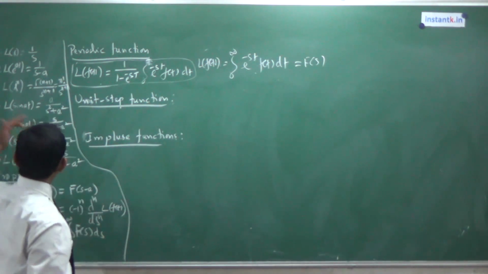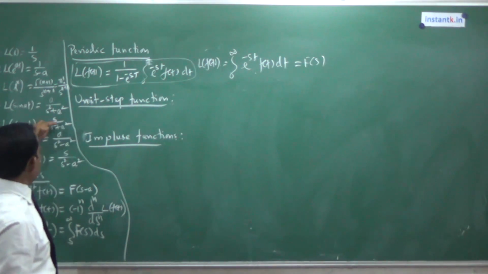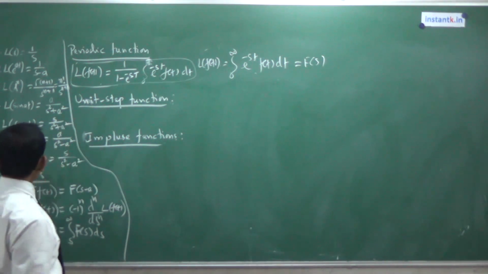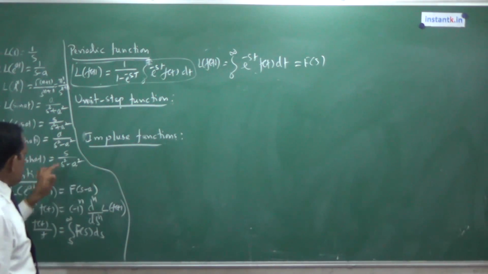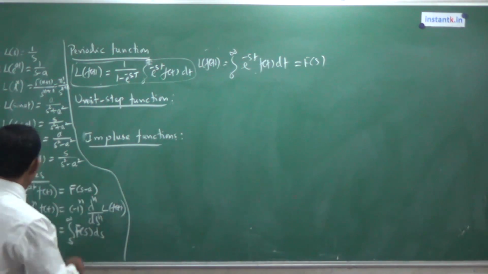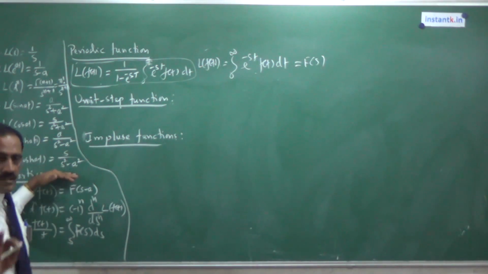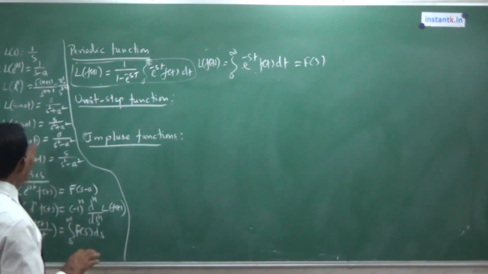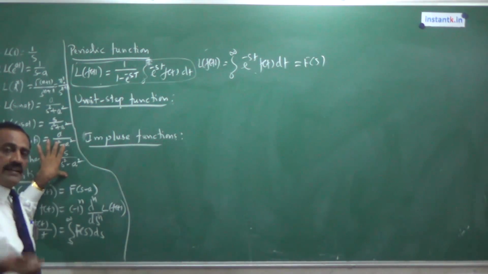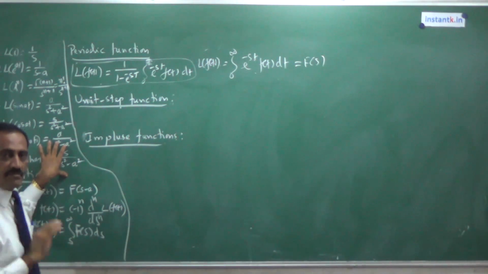Then what is the Laplace transform of sin at? That's a by s square plus a square. For cos at, s by s square plus a square. For sinh at, a by s square minus a square. For cosh at, s by s square minus a square. So those are the standard functions. These 7 results must be remembered. Then, using these, the first question will be asked. If it is not any one of the standard forms, by expressing it in one of the standard forms, you have to get the Laplace transform. So one question will be asked from that part.